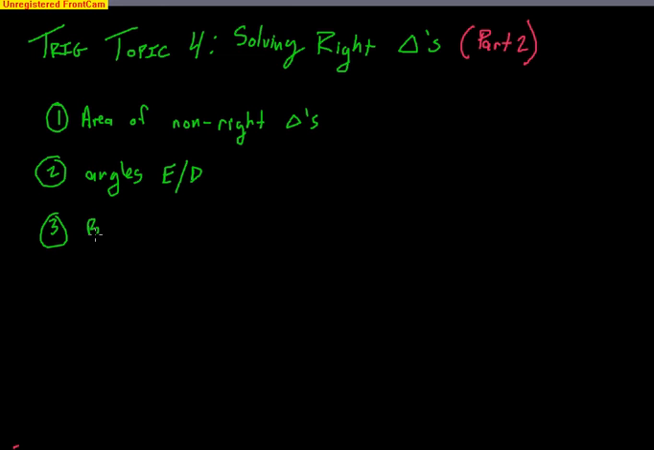And the third thing we're going to talk about is bearings. When you're talking about ships or airplanes, they navigate by bearings, which is how they find the direction that they're traveling. It uses degrees, and it uses direction and angles and all that kind of stuff. So we're going to talk about that as well.